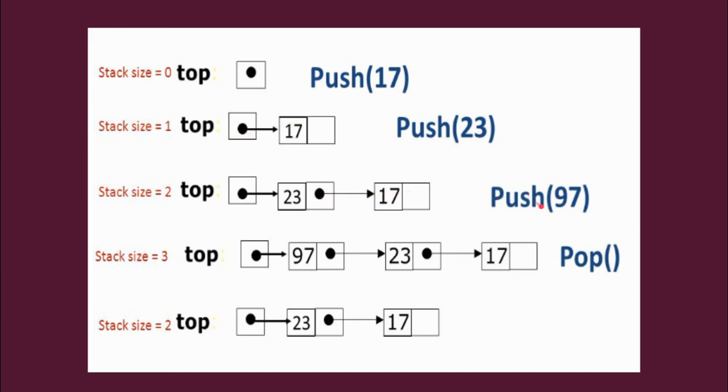Now we have to give the pop operation. When again you give push, it is added. Now stack size is 3, so the top element is 97 because 97 is the most recently pushed element, which is on the top. And if we give pop, it will pop only the top element. Now the top element is 97, it is removed. Now the stack size becomes 2. So now 97 is removed, so only 23 and 17 are available.